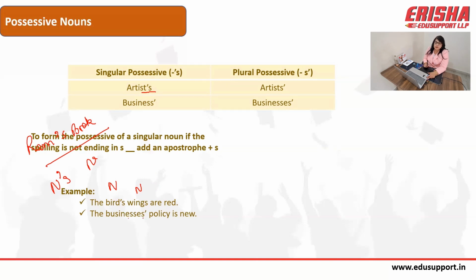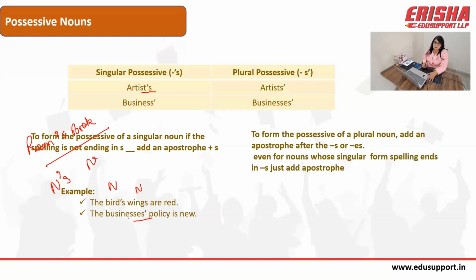Businesses' policy. Now this is a little tricky. Here if you observe, we have put just an apostrophe, not s, because the rule says that to form the possessive case of a plural noun, since generally the plural form of the noun ends with s or es, if the plural form of the noun ends with s, or even if the singular form's spelling ends with s, to show the possessive case we just put an apostrophe. So here, businesses, the spelling ends with s, so we just put an apostrophe, no s over here.